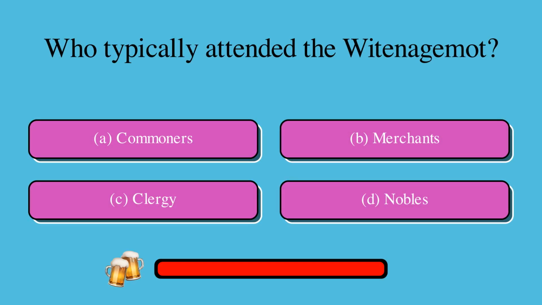Who typically attended the Witenagemot? Is it A, commoners, B, merchants, C, clergy, or D, nobles? The correct answer is D, nobles.